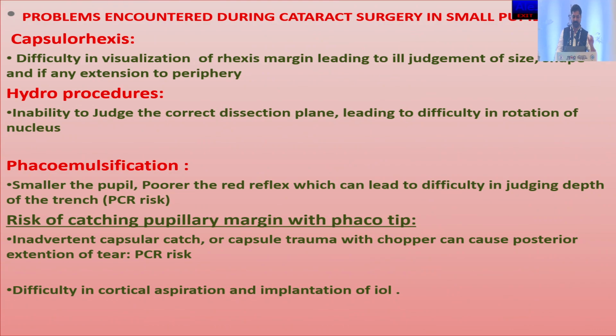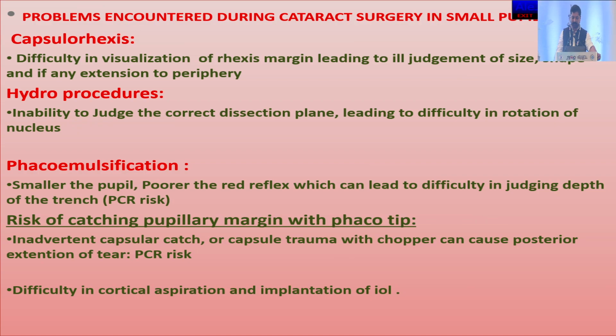Problems encountered during cataract surgery: first, while doing the capsulorhexis, difficulty in visualization of the rhexis margin, leading to ill judgment of size, shape, and any extension to the periphery. In hydro procedures, inability to judge the correct dissection plane leads to difficulty in rotation of the nucleus. During phacoemulsification, the smaller the pupil, the poorer the red reflex, which can lead to difficulty in judging the depth and strength that may lead to PCR.